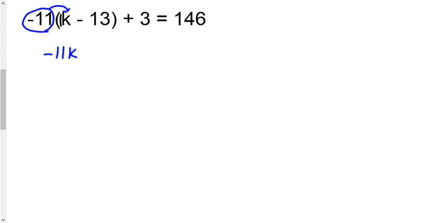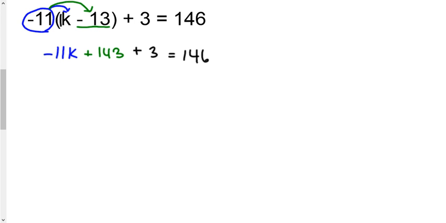Then we come back through and we say, well, negative 11 times negative 13. Let's see, negative 11 times negative 13, got my calculator right here, is positive 143. So I say plus 143. And then we pull down everything else. Plus 3 equals 146.